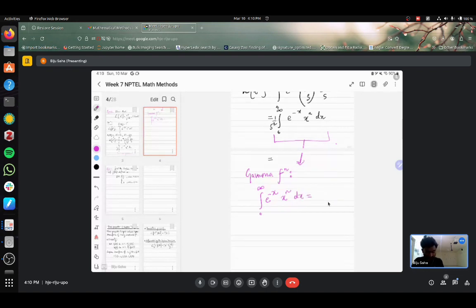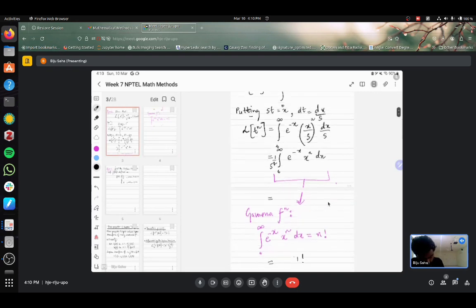This particular integration is equal to n factorial. So let us use this result directly here. So s to the power n plus 1, here it should be n plus 1.